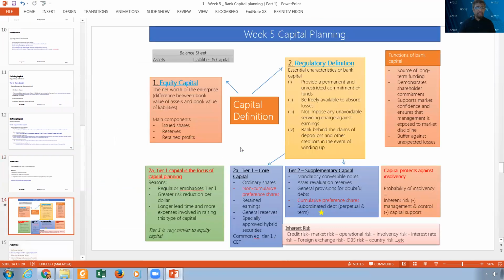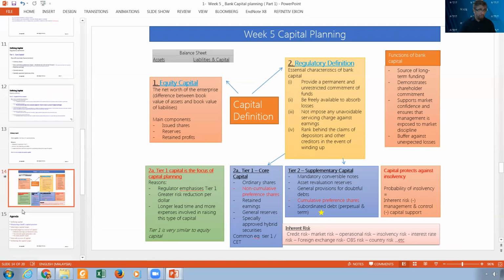Okay, this is a summary. You want to use it, fine. You don't want to use it, fine. But it will give you the picture. So we talk about the equity capital. We talk about the regulatory definition. We talk about the risk. We talk about tier 1. We talk about tier 2. And we talk about all those risks. So all of these issues have been explained. This is just a summary of those slides I have talked about.